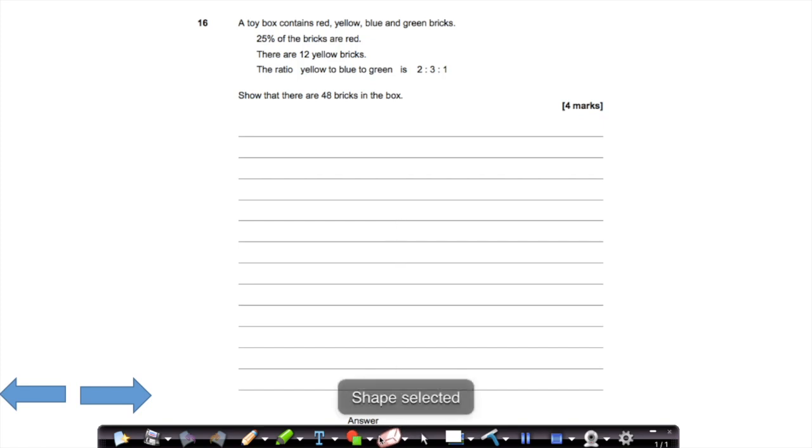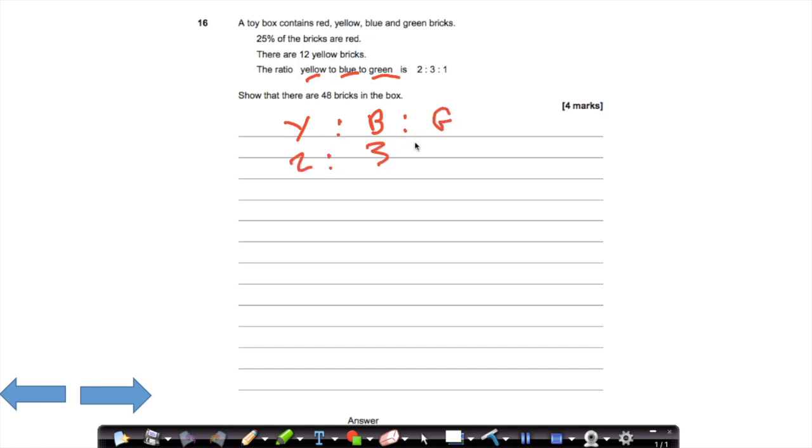So 1/4, straight away I'm thinking 1/4 of the bricks are red. There are 12 yellow bricks. The ratio of yellow to blue to green is 2 to 3 to 1. So finally we have something which is very useful here. We know that yellow, blue, green is in the ratio 2 to 3 to 1.